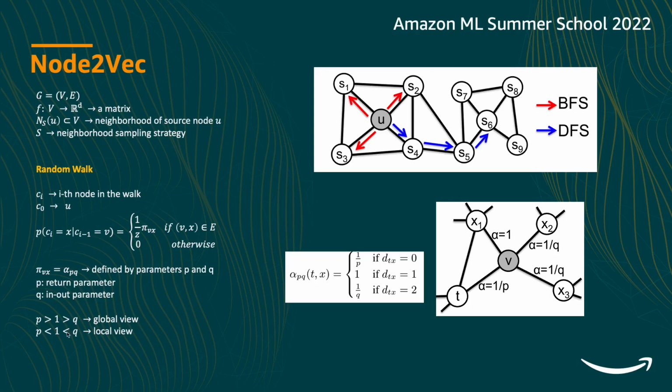And the opposite case is where we take the value of P less than Q. Then in our random walk, it will try to return back to the same node. So it will try to stay closer to the source node, and so it will encourage the random walk to have a local view.